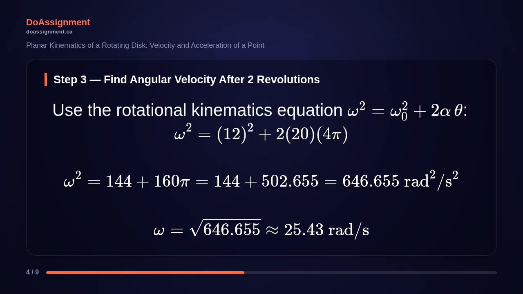Use the rotational kinematics equation omega squared equals omega naught squared plus 2 times alpha times theta. Substituting, 12 squared is 144, and 2 times 20 times 4 pi is 160 pi, which is about 502.655. Adding those gives omega squared equals 646.655, so omega equals the square root of that, which is approximately 25.43 radians per second.